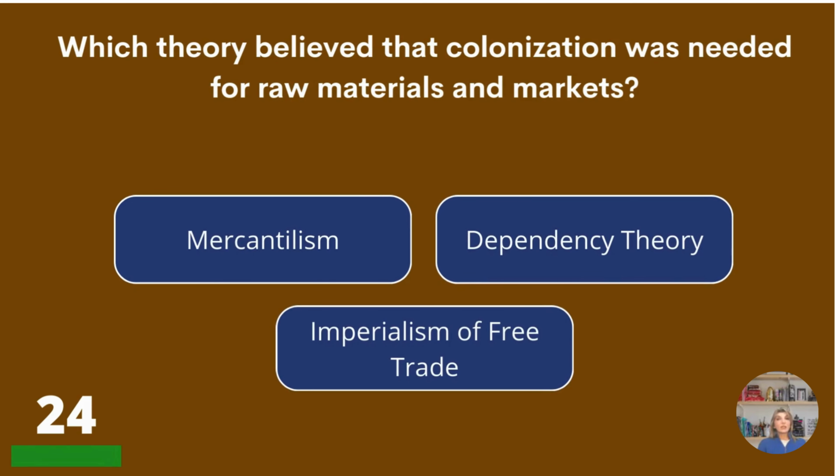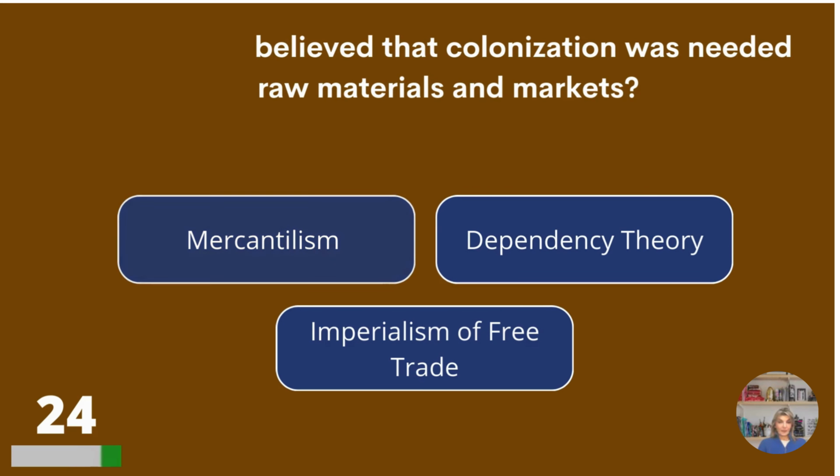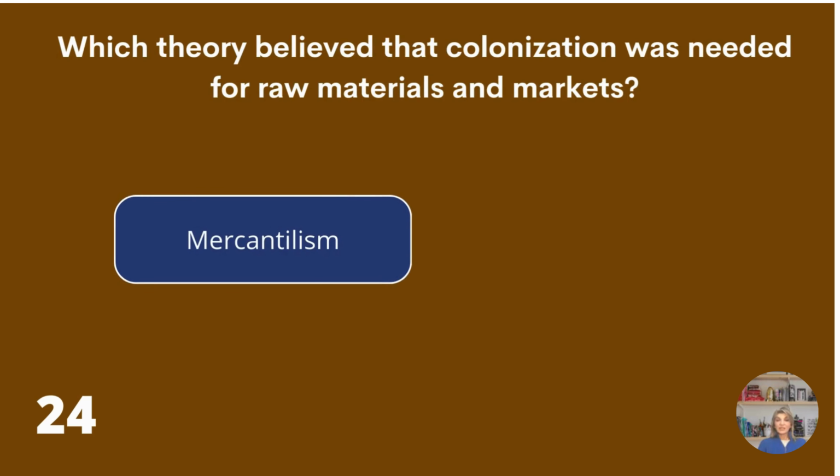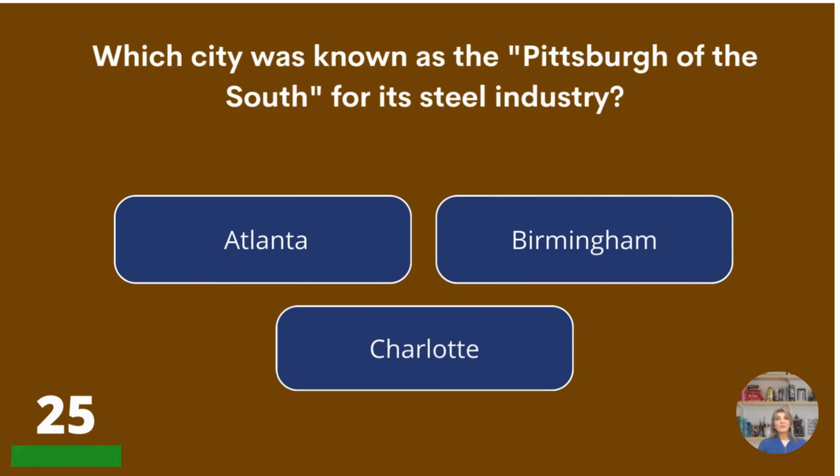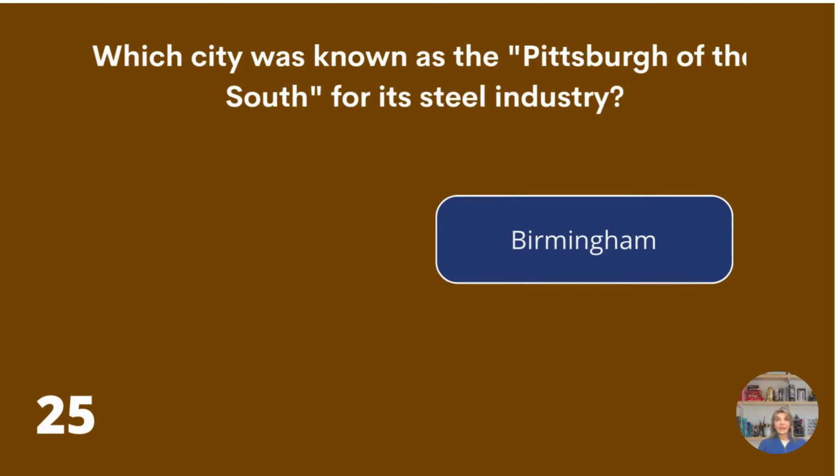Which theory believed that colonization was needed for raw materials and markets? Mercantilism, dependency theory, or imperialism of free trade? Mercantilism. Which city was known as the Pittsburgh of the South for its steel industry? Atlanta, Birmingham, or Charlotte? Birmingham.